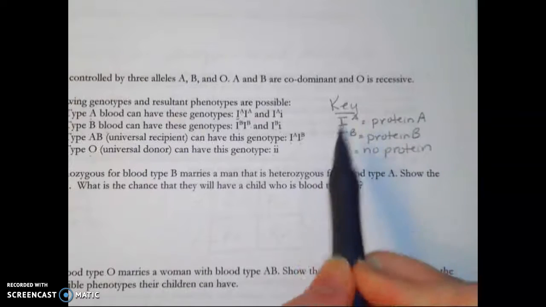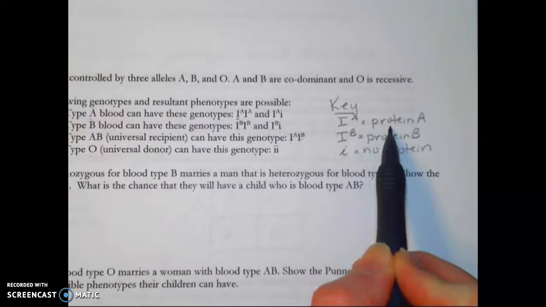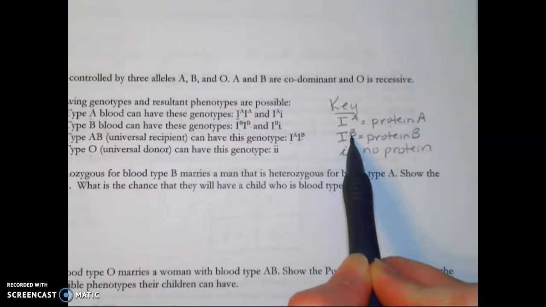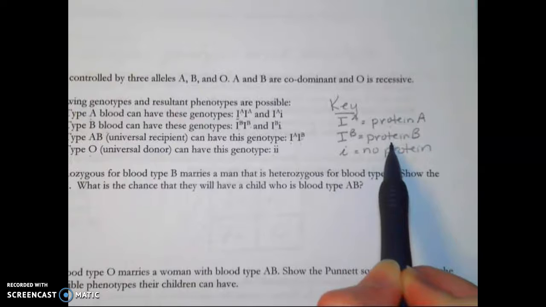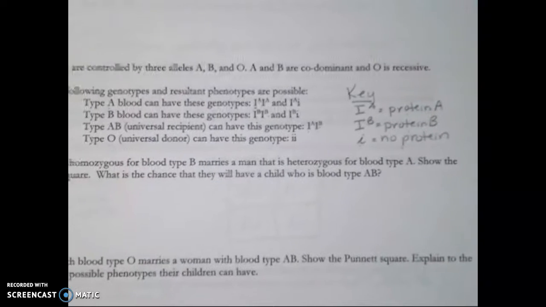Capital I with a superscript A means that blood type has, their blood cells have protein A. Capital I with a superscript B, those blood cells have protein B. Little i has neither of those proteins. There are other proteins on the surface of the cells, just not proteins associated with this portion of blood type.